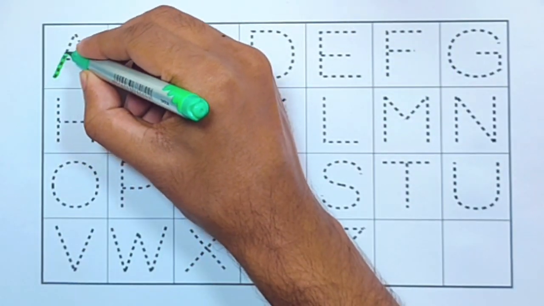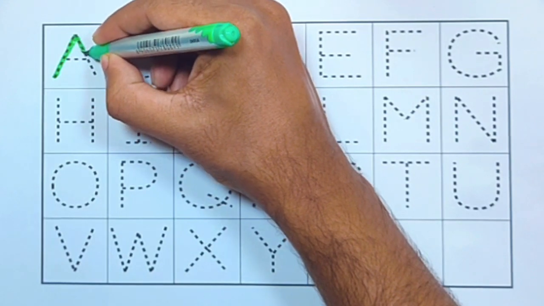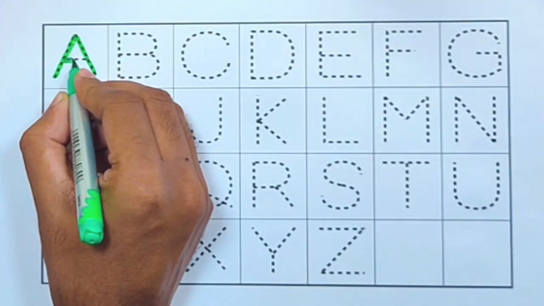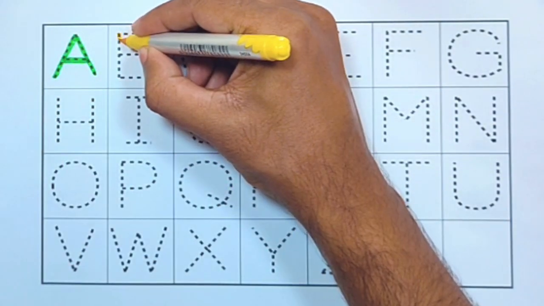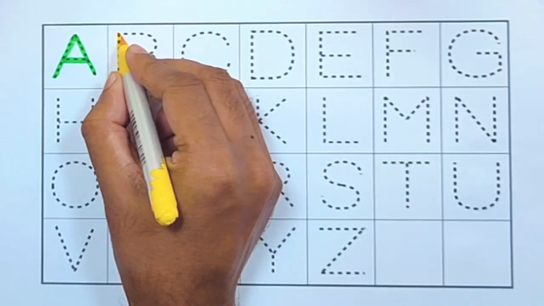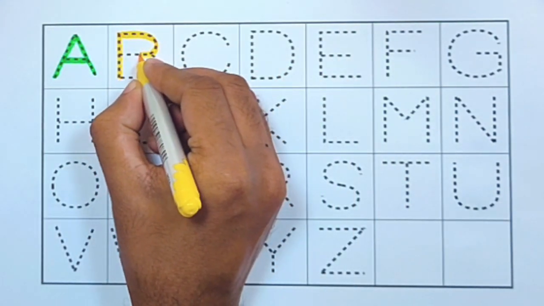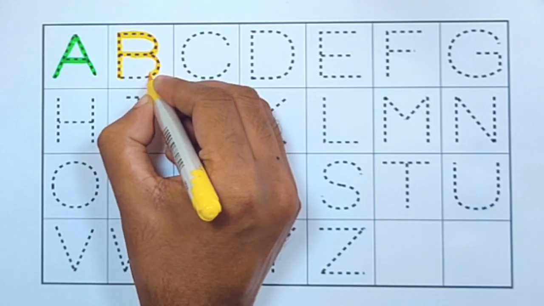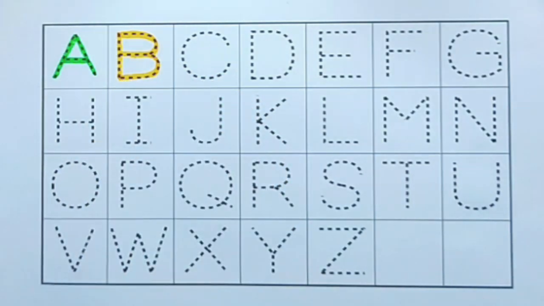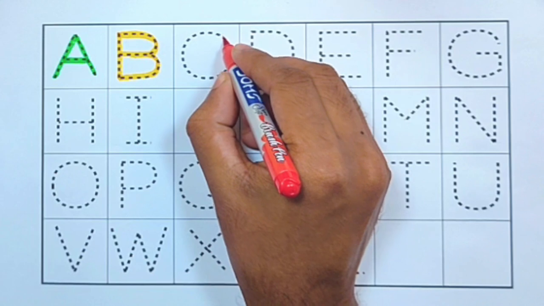Light green color. A for alligator. Yellow color. B for banana. B for banana. Red color.